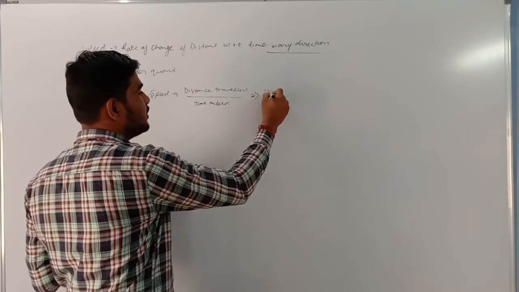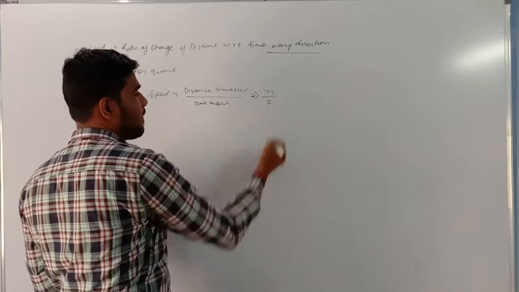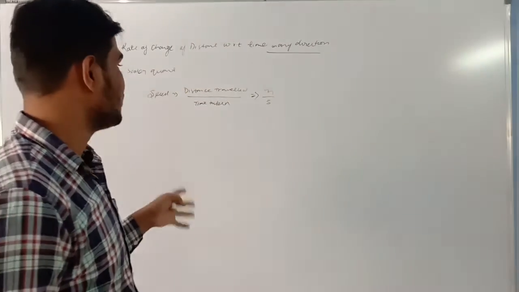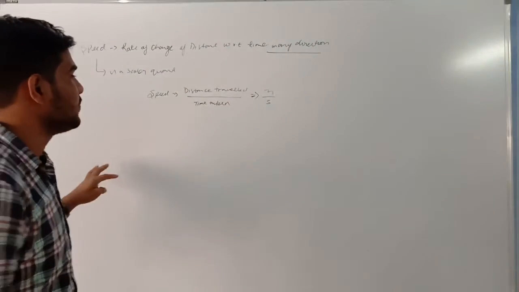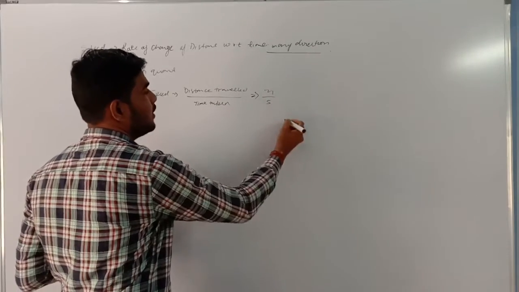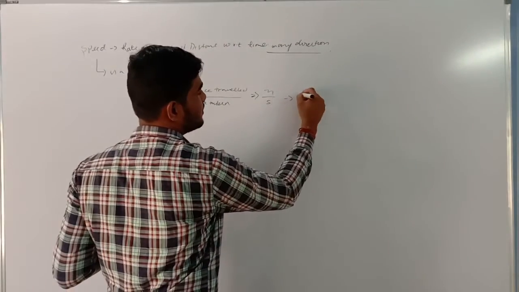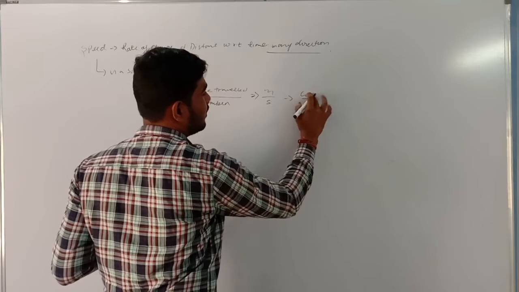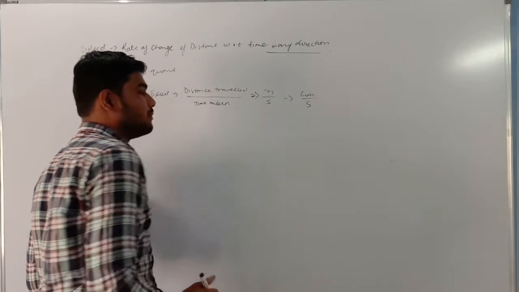So what will be its unit? Distance traveled will be in meter, and time taken will be in second. So the unit of speed is meter per second. And in CGS it is centimeter per second.